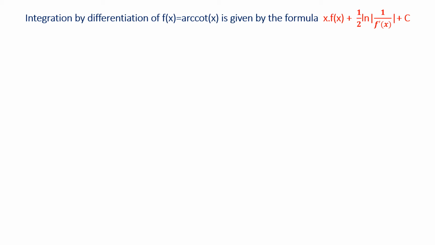So thanks to the hypothesis, let's go ahead and check our second hypothesis, which states the following. Integration by differentiation of f of x equal to arccotan of x is given by the formula x multiplied by f of x plus half of ln of the absolute value of 1 divided by the derivative of f of x plus c, where c is the constant of integration. To start with, let us find the derivative of arccotan of x.